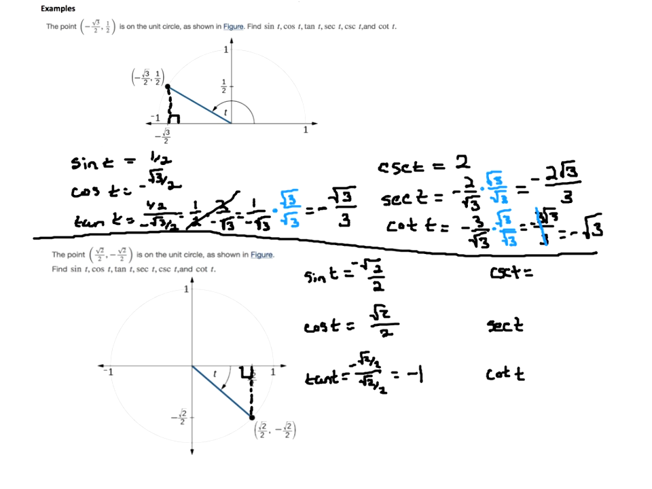The cosecant, I have 2 over the negative square root of 2. I need to rationalize. So I multiply by square root 2 over square root 2. And I end up with, have a negative times a positive, so negative 2 square root 2 over 2. My 2's divide out, and I end up with negative square root 2.